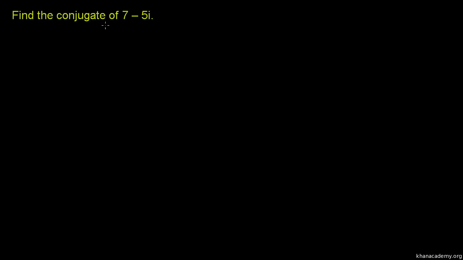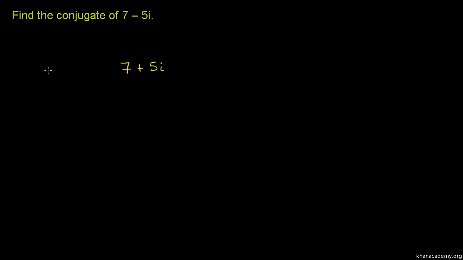We're asked to find the conjugate of the complex number 7 minus 5i. And what you're going to find in this video is finding the conjugate of a complex number is shockingly easy. It has the same real part, so the conjugate of this is going to have the exact same real part, but its imaginary part is going to have the opposite sign. So instead of having a negative 5i, it will have a positive 5i. So that right there is the complex conjugate of 7 minus 5i.